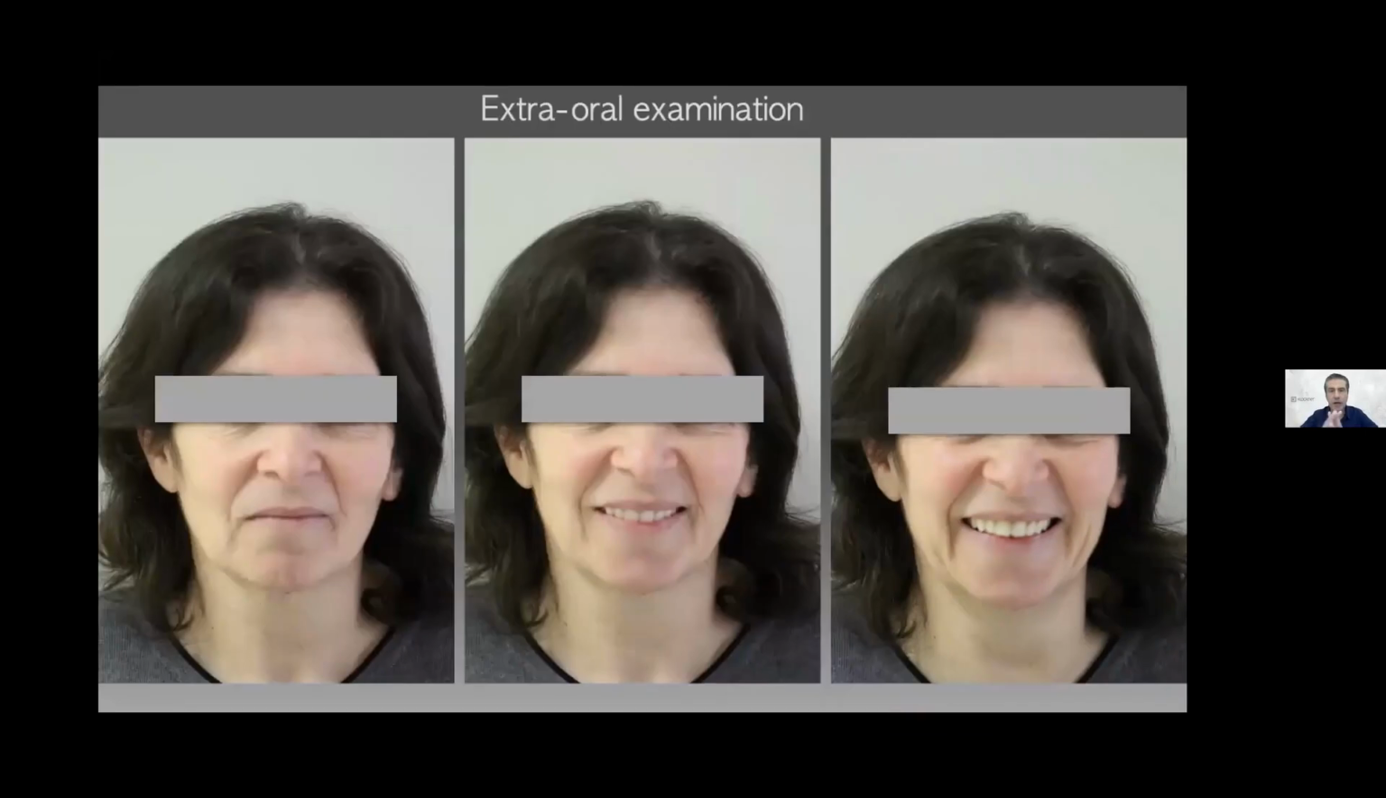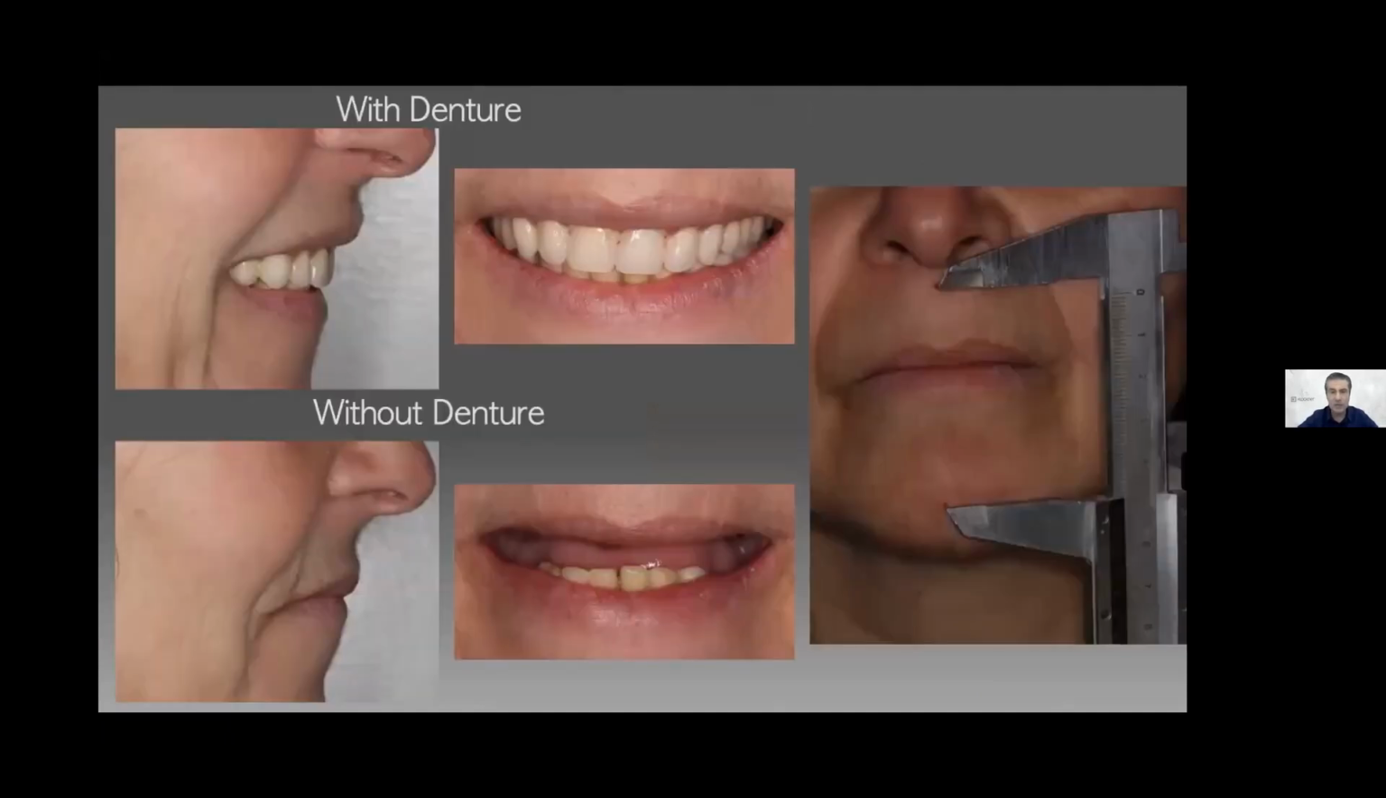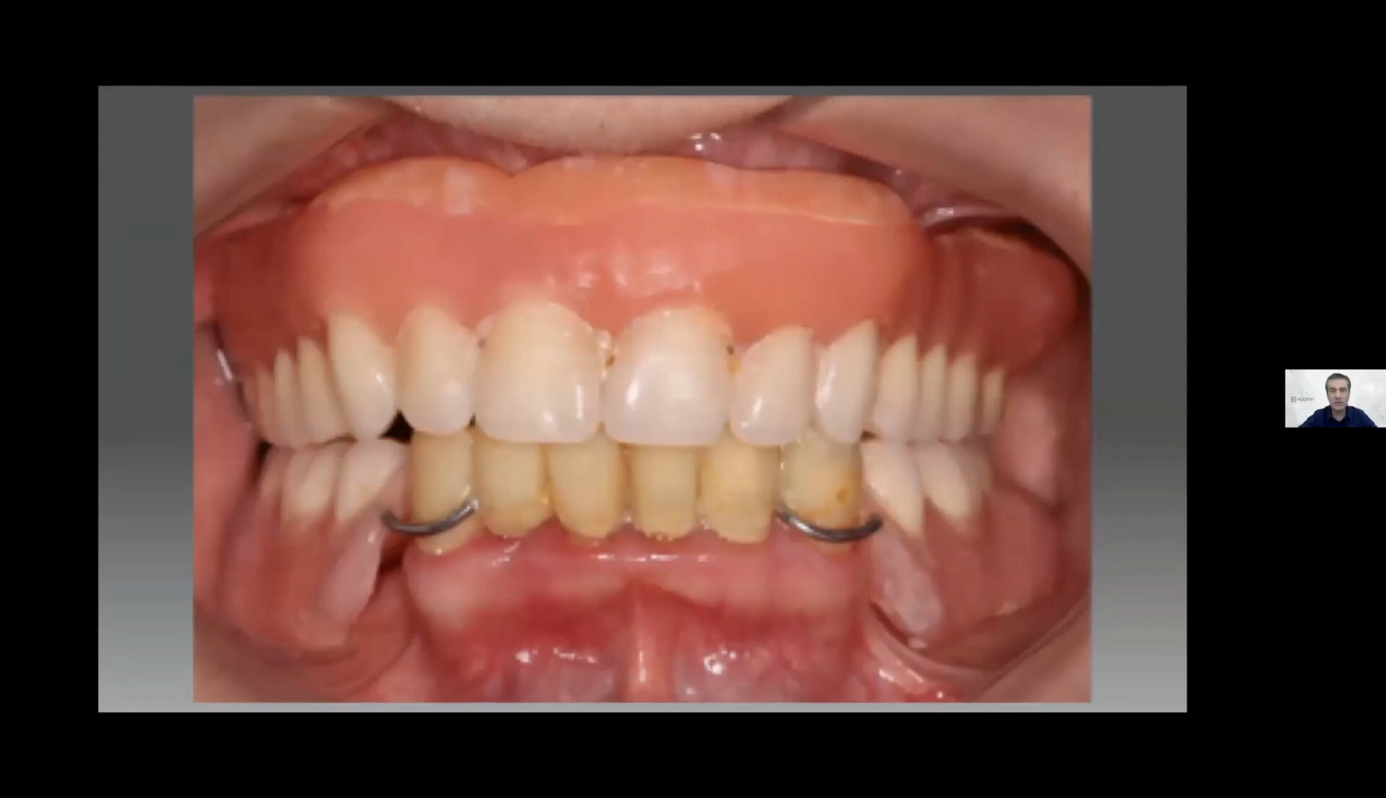Now I will finish my presentation with this case. This is a patient. She is suffering also from the upper. She had a denture, and she wanted to replace her denture with a fixed prosthesis. She also had a dentulous area in 2 regions, left and right. This is the profile of the patient with and without denture. And this is the clinical situation: denture in the upper and a partial denture in the lower.